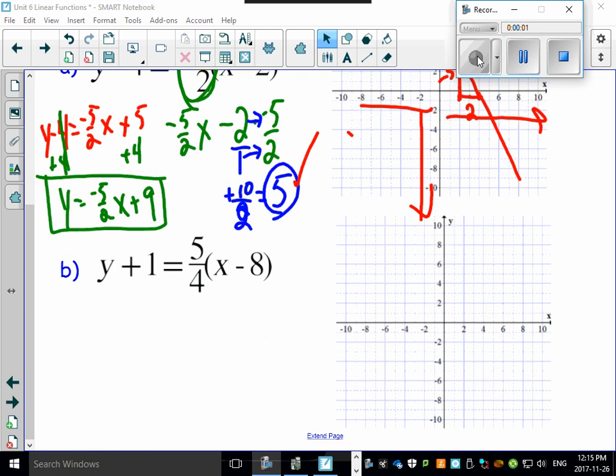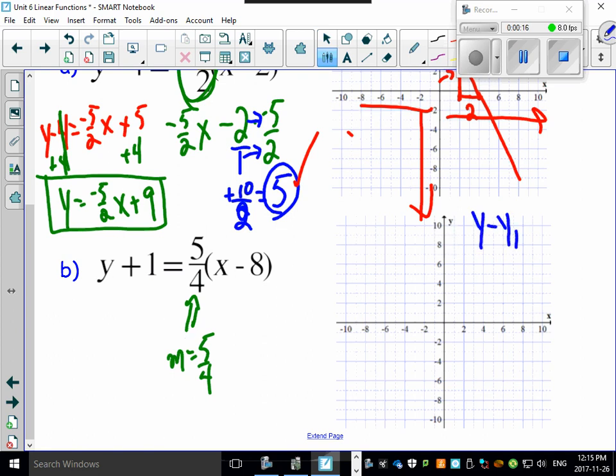So here's part 2. Same kind of idea. I'm going to give you an equation. There's your slope, which you know is 5 over 4. But again, what is the point? The point is, well, okay, here we go. y minus y1 equals m times x minus x1.